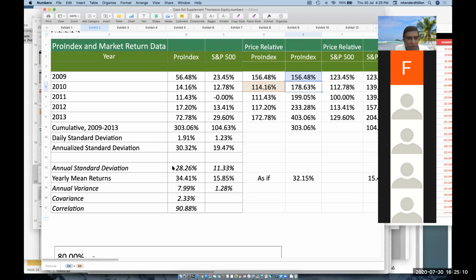Okay. Now, how do I work out the mean return with these 5 data points? I'm taking a simple average. If you see my screen here, I'm taking an average of B4 to B8. We're coming up with an arithmetic mean return of 34, and likewise for Standard & Poor's, we're looking at 15.85. With the same 5 data points I also took the standard deviation. I just use the standard deviation function on B4 to B8. And we're now looking at 28% and 11% here.